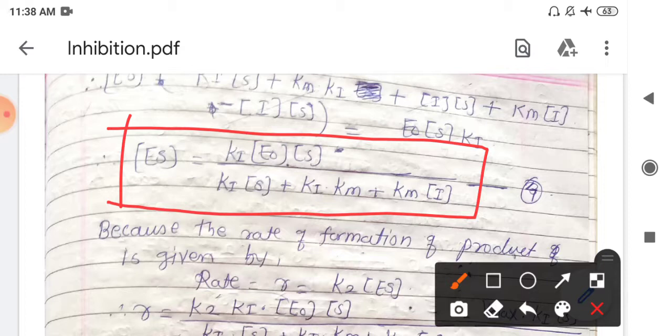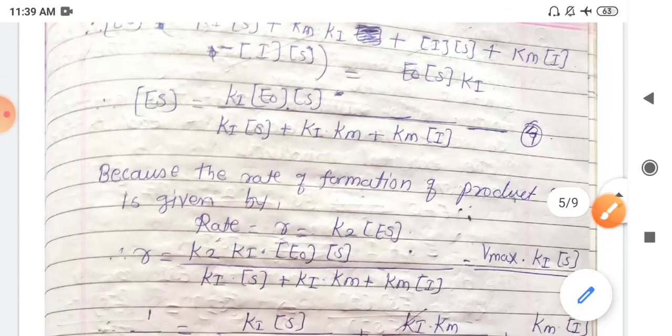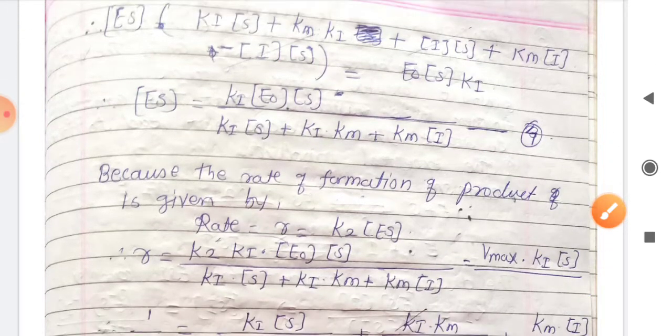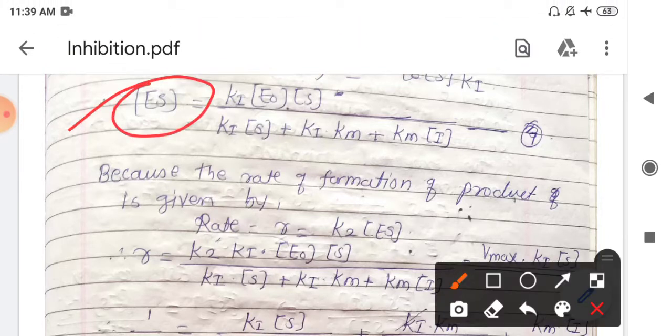So in this equation we can see that there is E0, the initial concentration of enzyme, which is known to us, into the concentration of substrate, which is also known to us. Then there are the dissociation constant and the Michaelis-Menten constant, and the concentration of inhibitor is also known to us. So all the values are known, so we can obtain the value of this enzyme substrate complex. Now we can substitute this value of ES into our rate law.